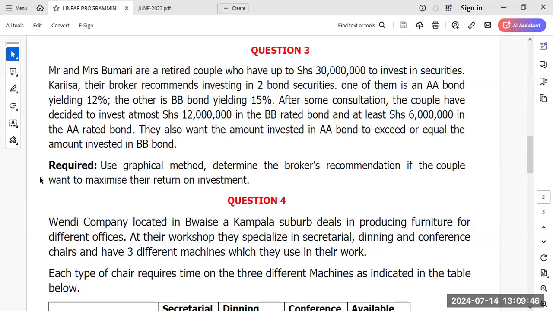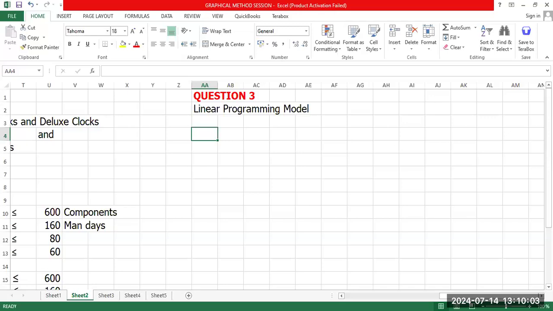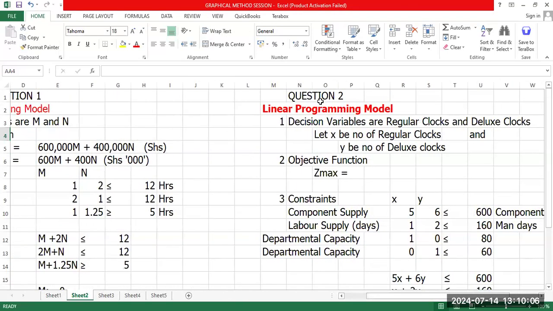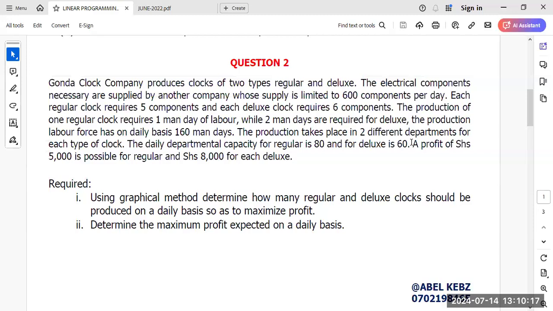So here they are telling us, of course, the steps remain the same. Identify and define decision variables. Hey, wait. It's as if we didn't do the objective function for question 2. What is our objective function? Do we have the statement to give us the objective function? A profit of shillings 5,000 is possible for regular and shillings 8,000 for deluxe.